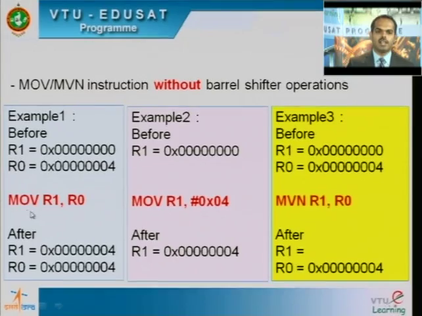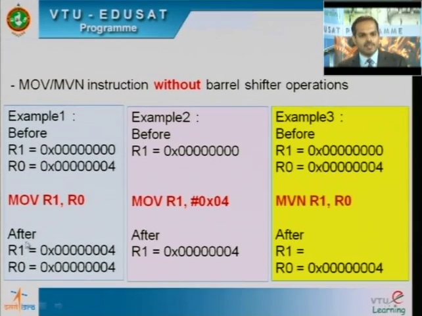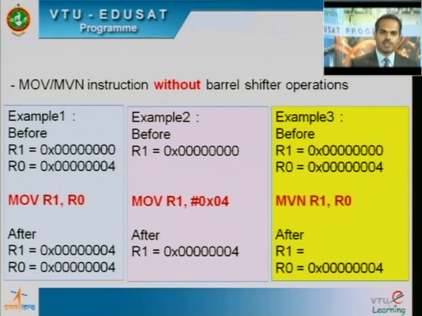Let's consider MOV R1, R0. What does this say? Before the execution of this instruction, R1 is 0, R0 is 4. After the execution, R0, that is 4, gets copied to R1. R1 equals 4 and R0 equals 4. Please note that most processors have the copy option. It copies the content of R0 to R1. It is not a cut operation, it is a copy operation.